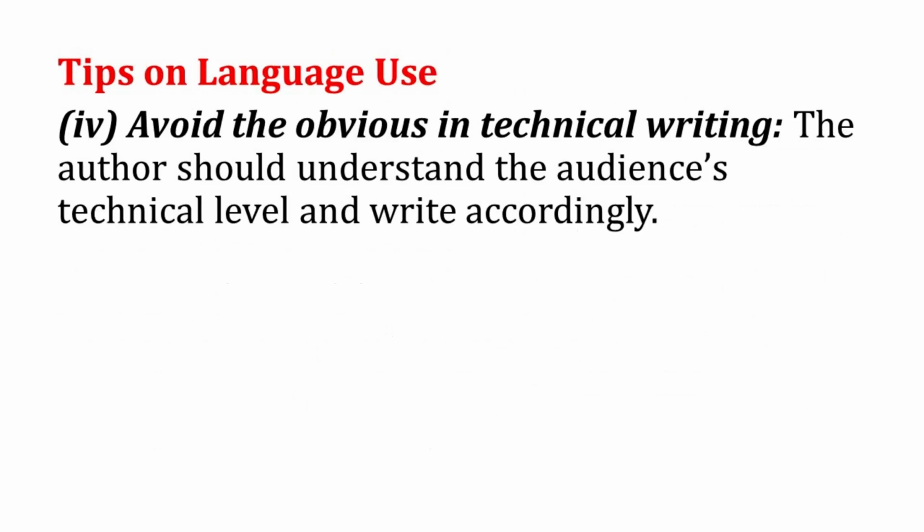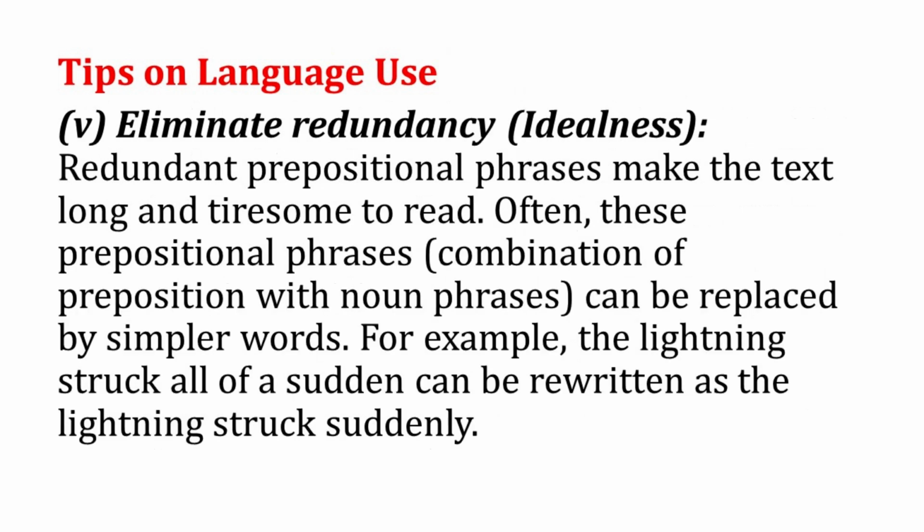4. Avoid the obvious in technical writing. The author should understand the audience's technical level and write accordingly. 5. Eliminate redundancy. Redundant prepositional phrases make the text long and tiresome to read. Often, these prepositional phrases, combinations of preposition with noun phrases, can be replaced by simpler words. For example, "the lightning struck all of a sudden" can be rewritten as "the lightning struck suddenly."